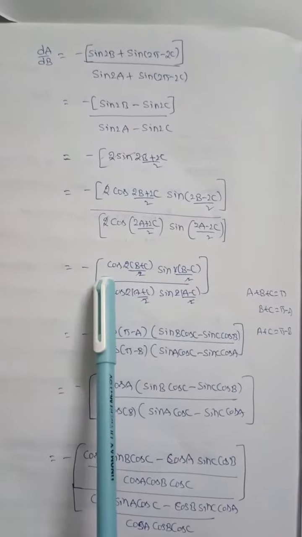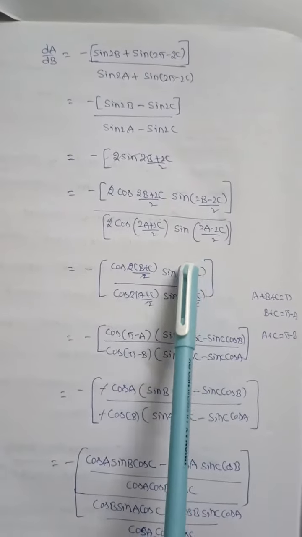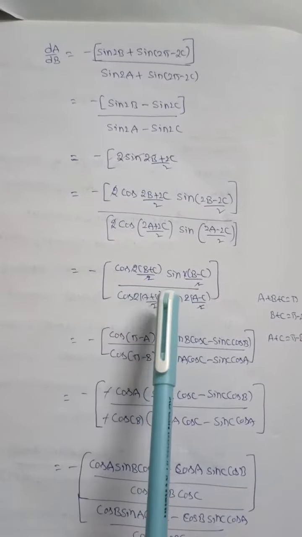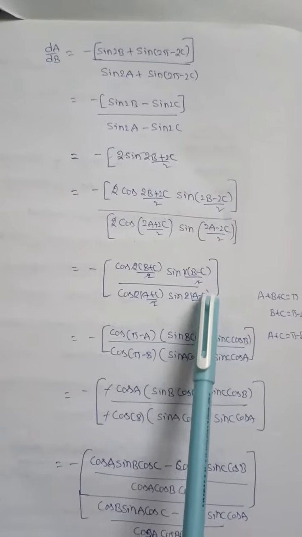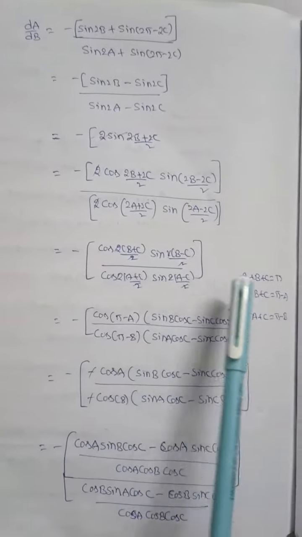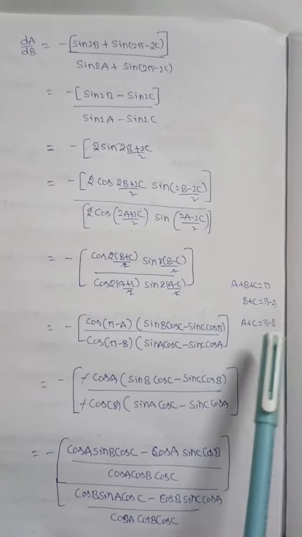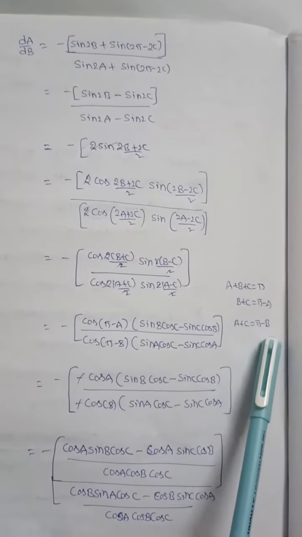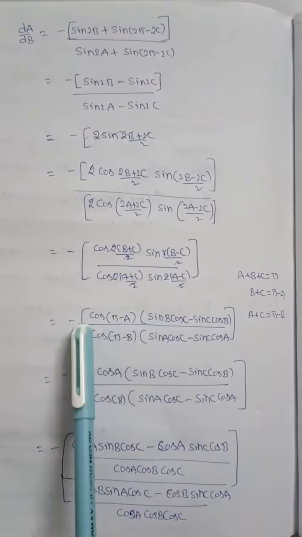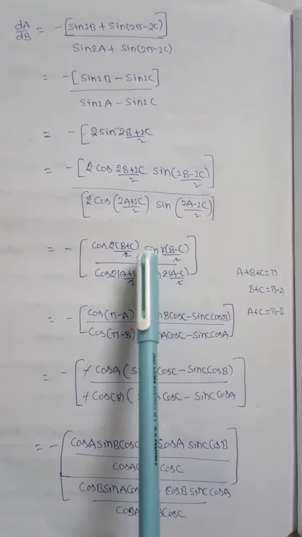Here minus cos is the common term, cos of (b plus c) by 2. Here sin is the common term, sin of (b minus c) by 2. In the denominator also cos of (a plus c) by 2, sin of (a minus c) by 2. Here all the 2's are cancelled. Since a plus b plus c equals pi, b plus c equals pi minus a, and a plus c equals pi minus b. Applying that, we get cos(pi minus a), sin(b minus c), and we use the sin A minus B formula.